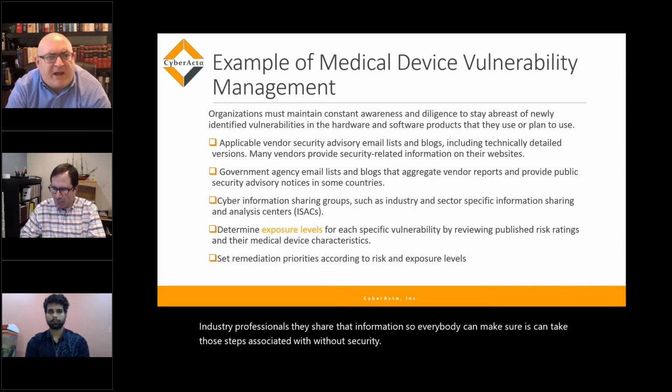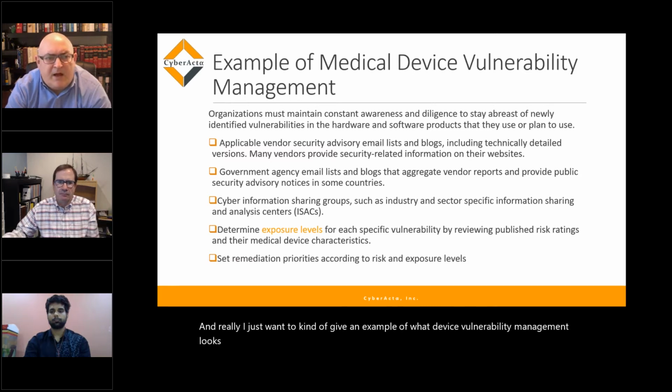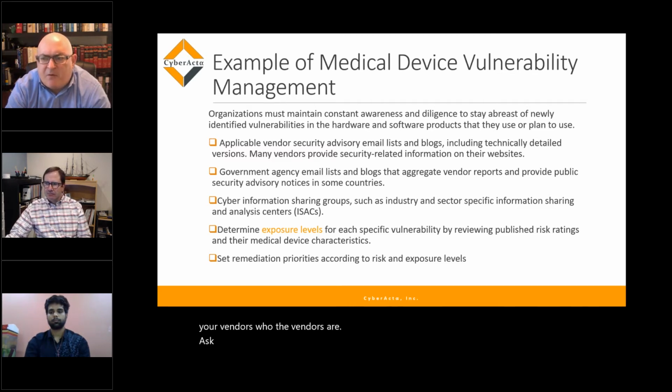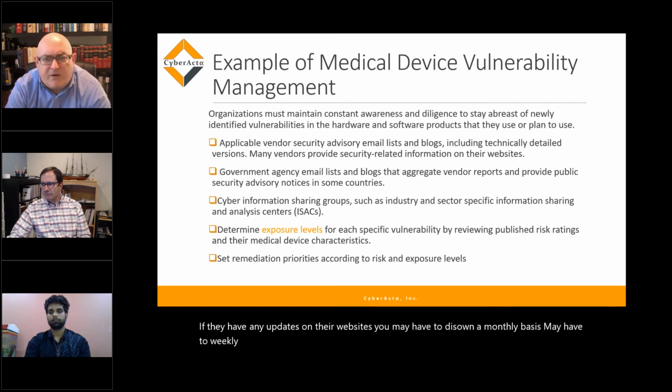And really, I just want to give an example of what device vulnerability management looks like, and what to look for. First and foremost is really understanding who your vendors are. Ask them for the SBOMs, the software bill of materials, and look into whether they have any updates on their websites. You may have to do this on a monthly basis, or weekly, depending upon the risk of the device.